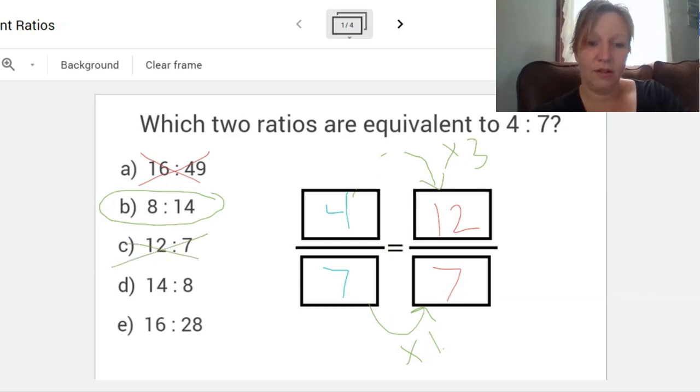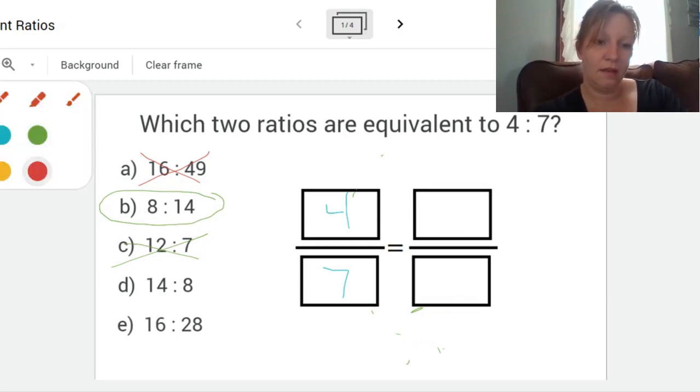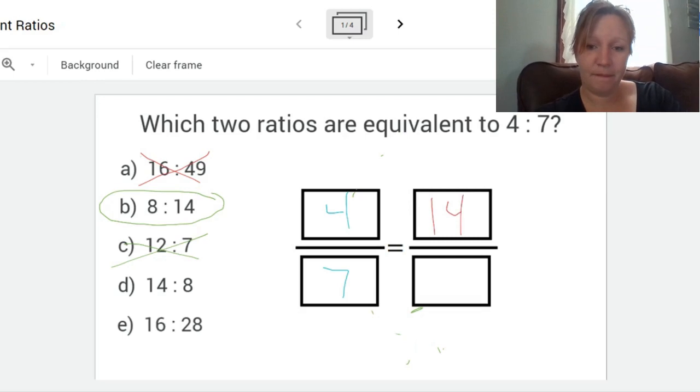Okay. Let's take a look at 14 to 8. So 14 to 8. What am I doing to 4 to get 14? There's not really anything, and that doesn't necessarily rule anything out because you can multiply by fractions and decimals. But again, similarly to the last one, since that first number is bigger than the second number, and in my given fraction the first number is smaller, I know that that's not going to be equivalent. So I'm going to rule it out for that very reason.